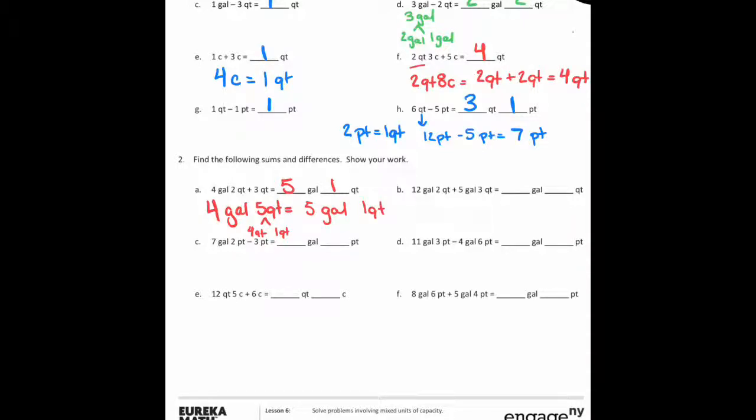All right, let's look at B. We have 12 gallons, 2 quarts, plus 5 gallons and 3 quarts. So let's add our gallons first. 12 plus 5 is 17 gallons. And then 2 quarts plus 3 quarts is 5 quarts. So it's going to be the same thing as last time. I split that 5 quarts up into 4 quarts and 1 quart because I know 4 quarts is a gallon. And I add that gallon back, so I'll get 18 gallons and 1 quart.